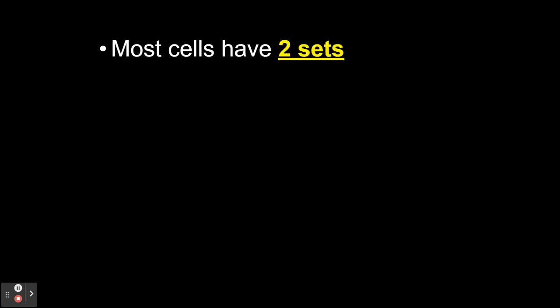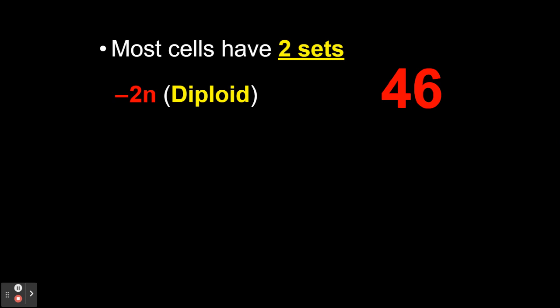And then finally, most cells, so all your body cells, are going to have both sets of chromosomes. That means that they are going to be called diploid. So 2N, which for humans would be 46. So that's the full number of chromosomes.